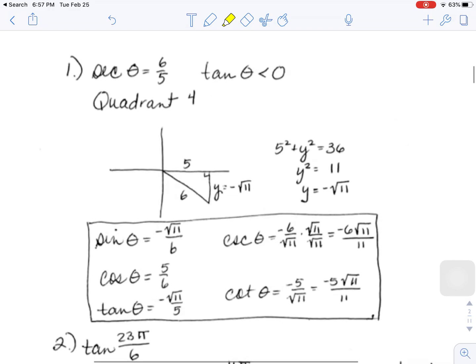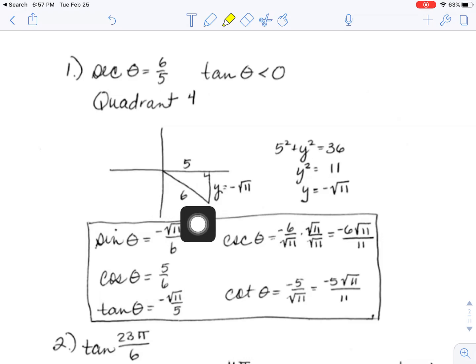You can see that I knew that secant of theta was 6 over 5 and tangent was negative. Secant is positive in quadrants 1 and 4. Tangent is negative in quadrants 2 and 4. Therefore, my angle must be in quadrant 4.